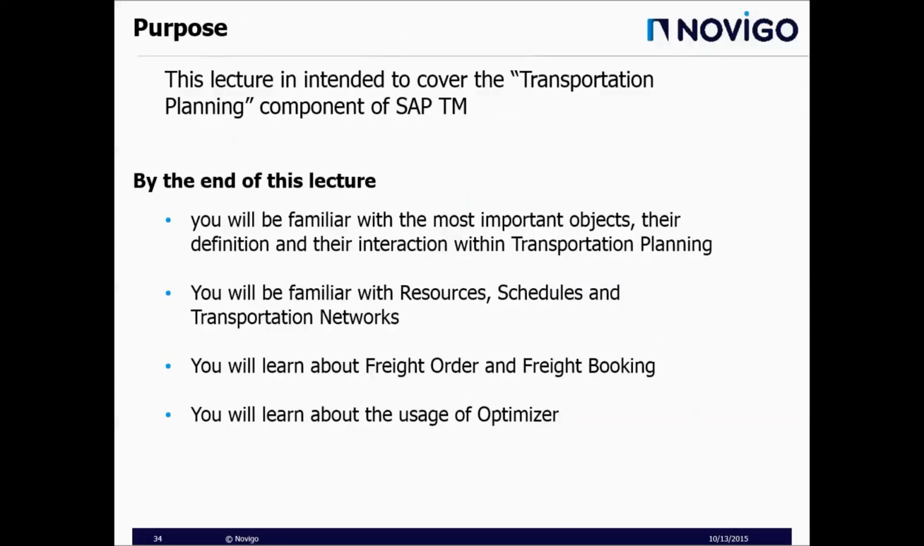The purpose of this lecture is to cover the transportation planning component of SAP TM. By the end of this lecture, you will be familiar with the most important objects, their definition, and their interaction within transportation planning. You will be familiar with resources, schedules, and transportation networks. You will learn about freight order and freight booking. And you will learn about the usage of optimizer.